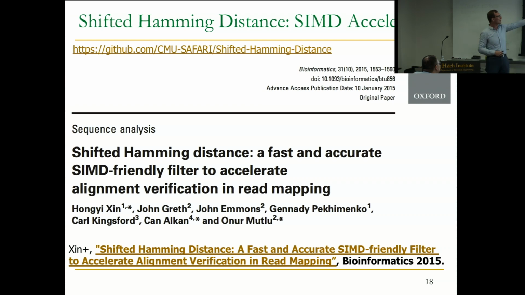As opposed to doing this edit distance computation, you can convert the edit distance computation to multiple Hamming distance computations, which are much easier, by shifting the strings that you're comparing to the left and right, so that you can find the insertions and deletions. But it's not perfect. As a result, this is a filter, and this filter can be very fast. And this actually speeds up the read mapping process by another 3x or so.